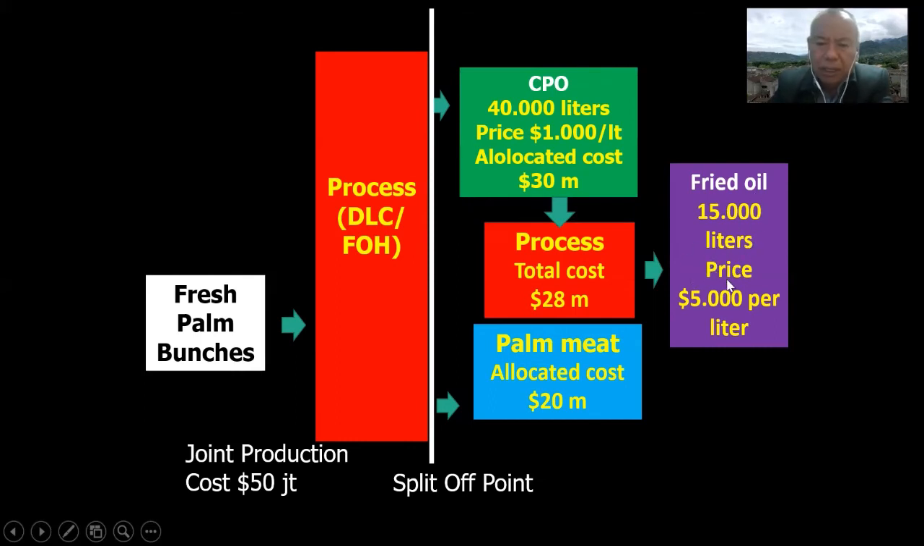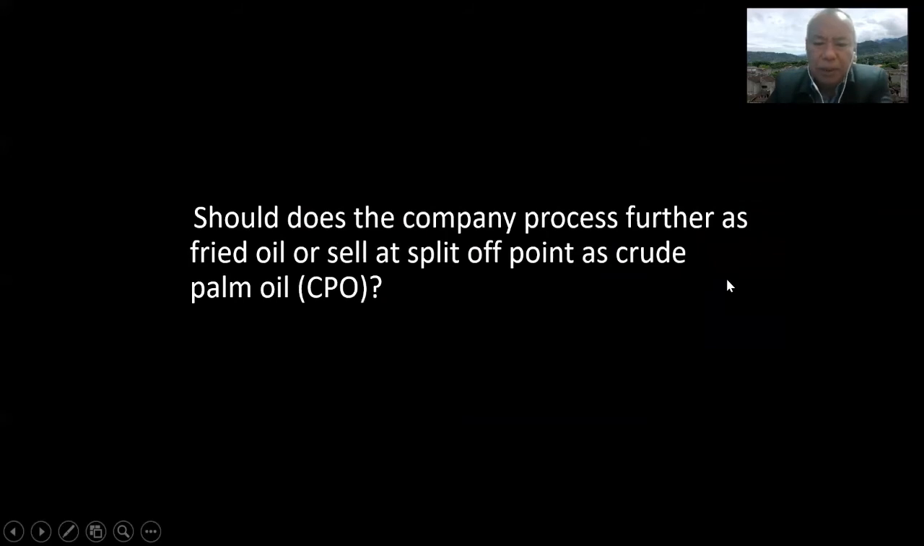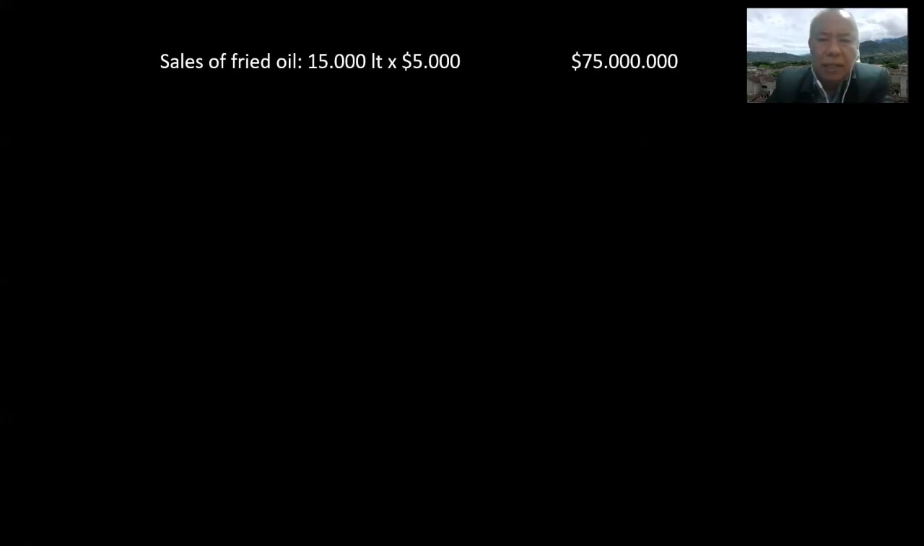This is our decision actually. Should the company process further as fried oil or sell at the split-off point as crude palm oil, CPO? So actually we can analyze like this. Sales of fried oil, because we produce 15,000 liters and the price is 5,000. So this is the revenue, actually 75 million.